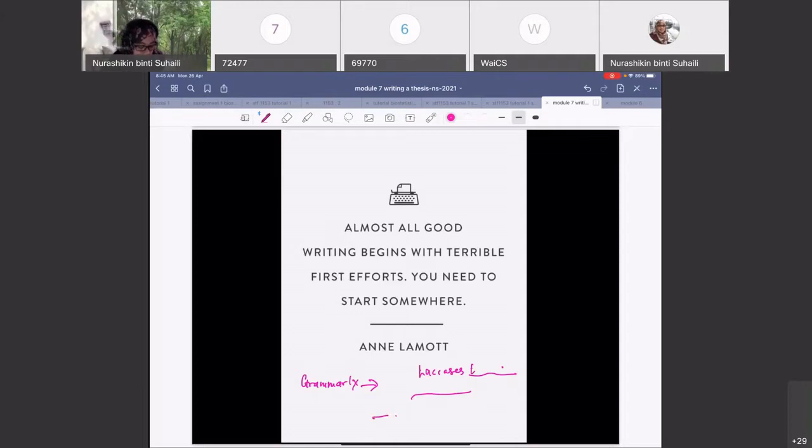If, let's say, 4 or 5 words are consecutively similar to the source, that will be detected. That is how the software detects.